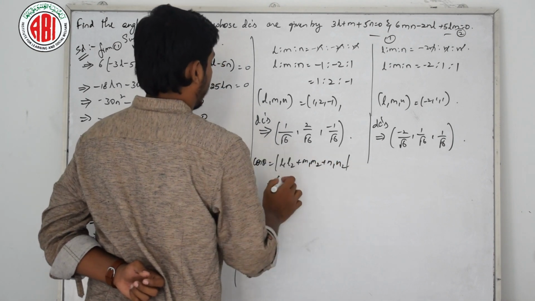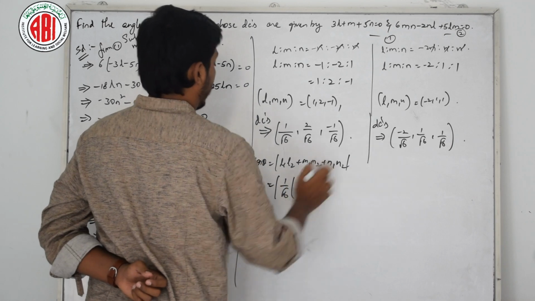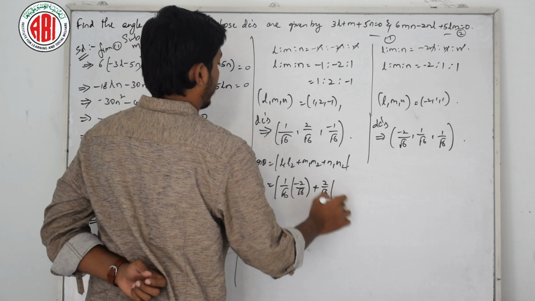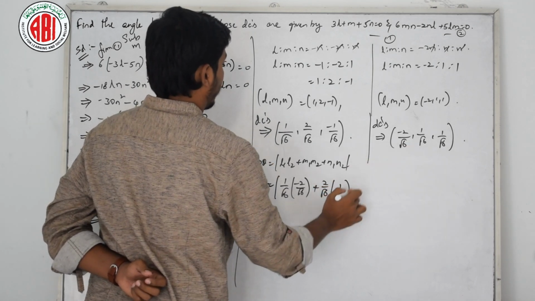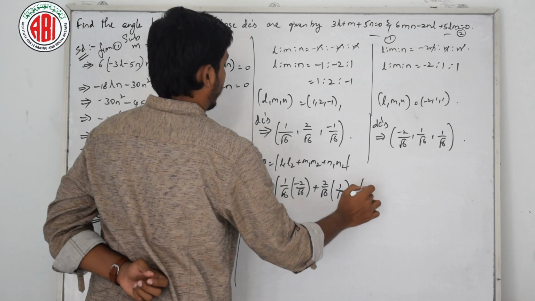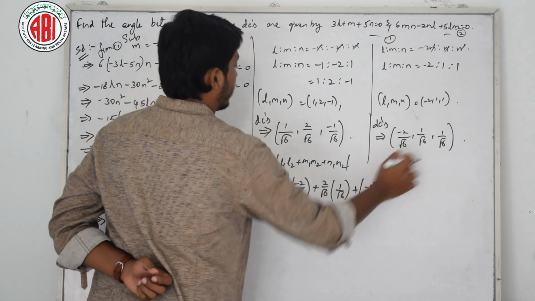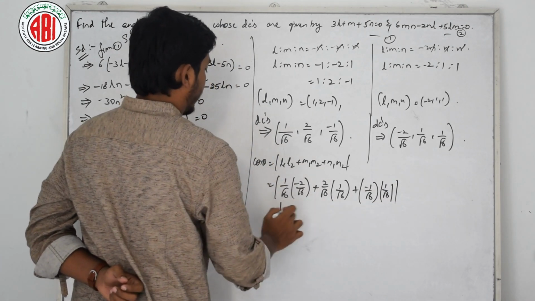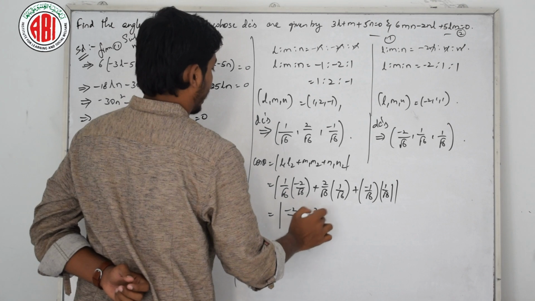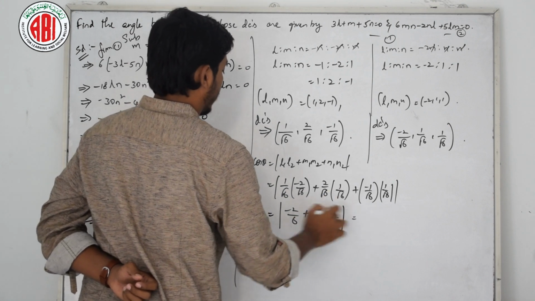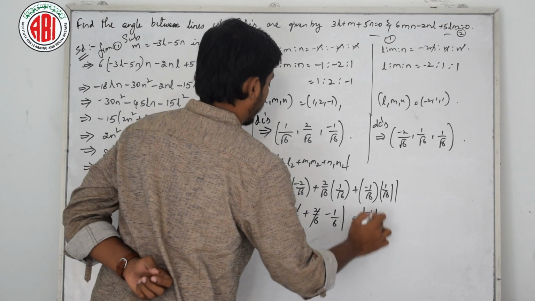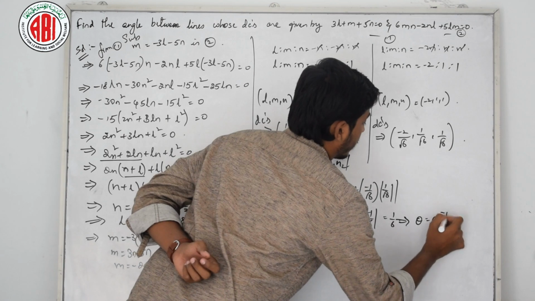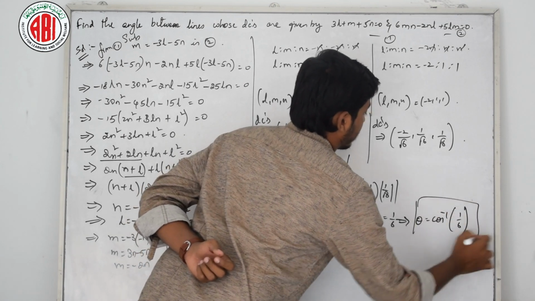That is equal to L1 is 1 by root 6, L2 is minus 2 by root 6, M1 is 2 by root 6, M2 is 1 by root 6, N1 is minus 1 by root 6, N2 is 1 by root 6. Now tell me, here it is minus 2 by 6, here it is plus 2 by 6, there it is minus 1 by 6. These both will get cancelled, therefore this is minus 1 by 6, that is nothing but 1 by 6. From this we get theta as cos inverse 1 by 6.